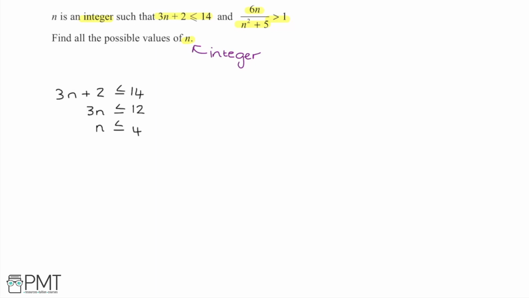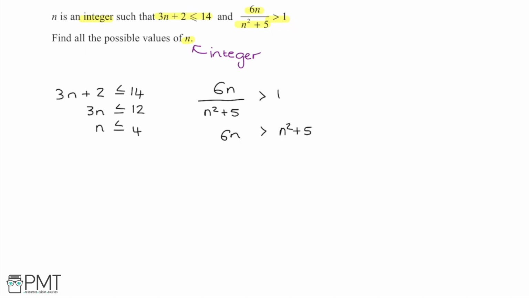So then working with the second one, the same sort of principles apply here. So 6n over n squared + 5 is greater than, this time, 1. Now I can multiply both sides by n squared + 5, and that leaves the left-hand side as simply 6n. And that's 6n being greater than 1 multiplied by n squared + 5, so n squared + 5.